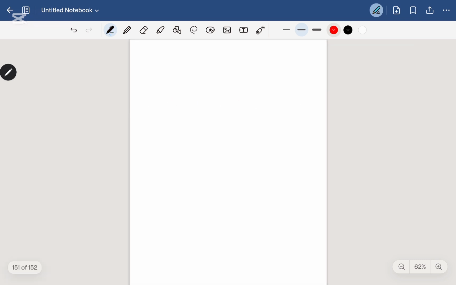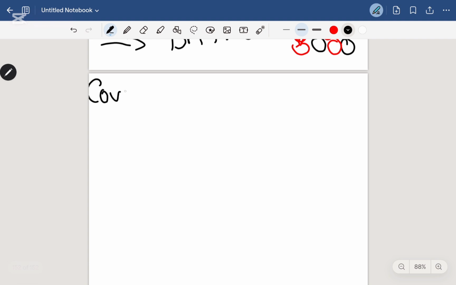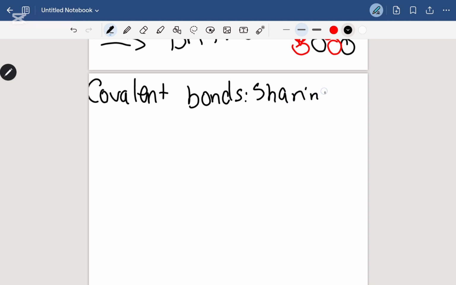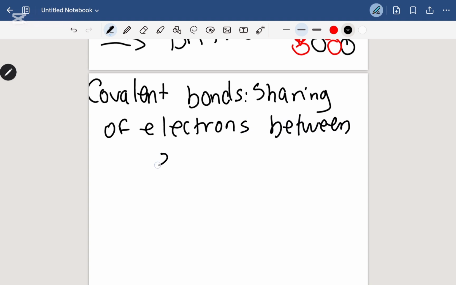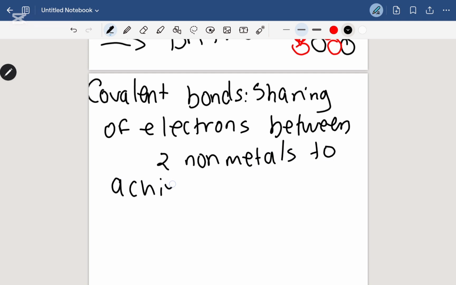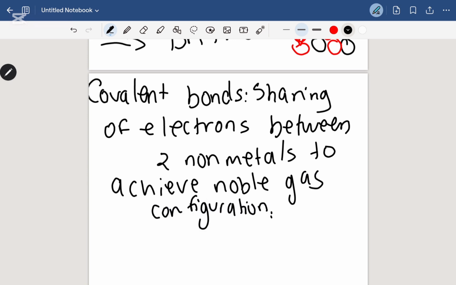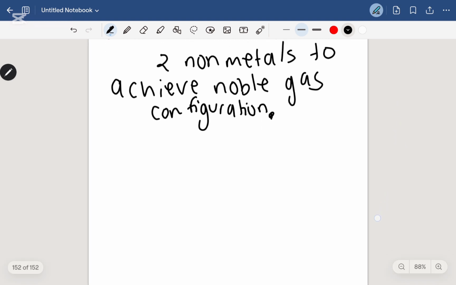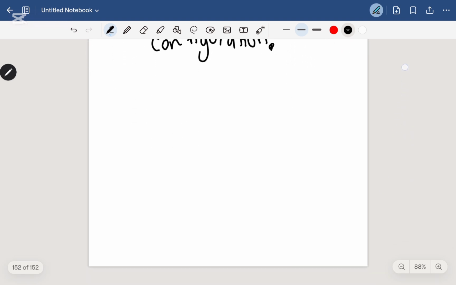So now we will move on to covalent crystals. First, let us define covalent bonding. So covalent bonds or covalent bonding, it's very simply the sharing of electrons, okay, between two nonmetals, okay, to achieve noble gas configuration. Okay? So this is the definition of a covalent bond. It's the sharing of electrons between two nonmetals to achieve noble gas configuration.